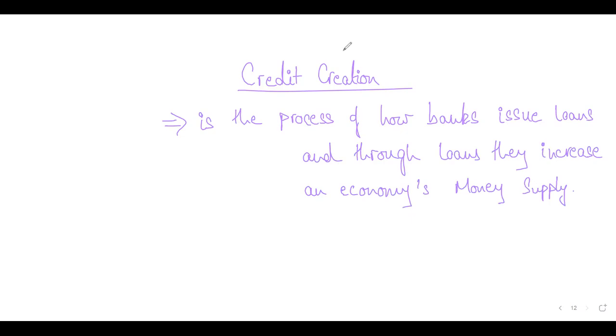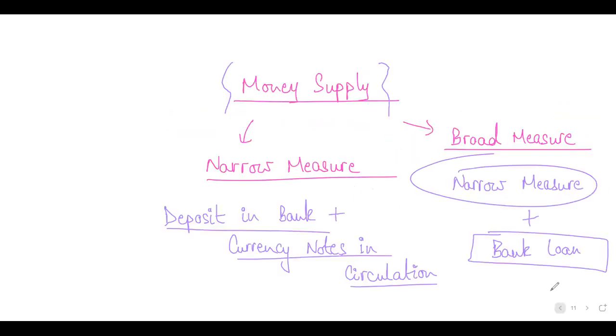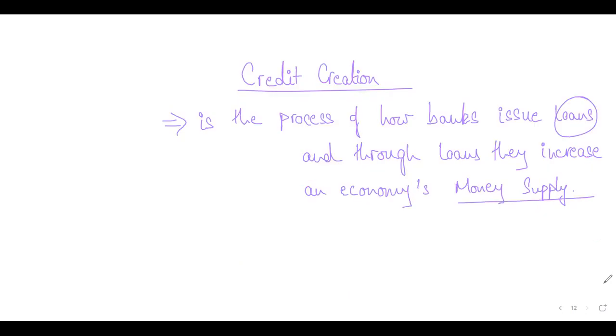Okay, now students, credit creation is the process of how banks issue loans, right? That's what we are about to learn here, and how through loans they increase an economy's money supply, because we just discussed that bank loans are part of the broad measure of money supply. Is everyone following me? Any confusion so far, students? Anything that any one of you did not get? Okay, now this could be a little tricky, but I'm sure you will understand it. Have a look at this.